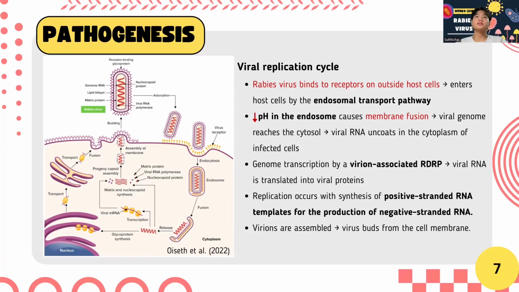The host cell translates the mRNA into viral proteins, while new viral genomes are replicated using the positive-sense RNA template. The proteins and RNA assemble into new virus, which buds off from the host cell membrane, acquiring the lipid envelope. This is the process by which the rabies virus replicates in host cells and can spread to other cells. Next slide.